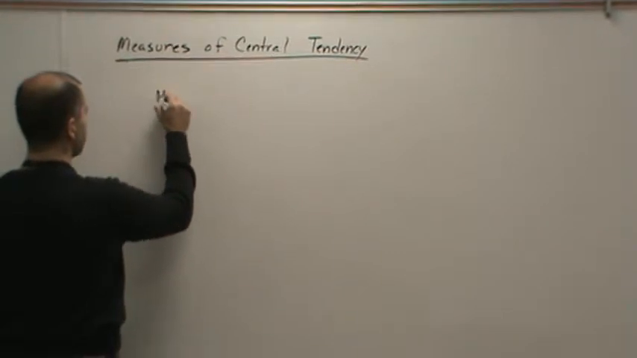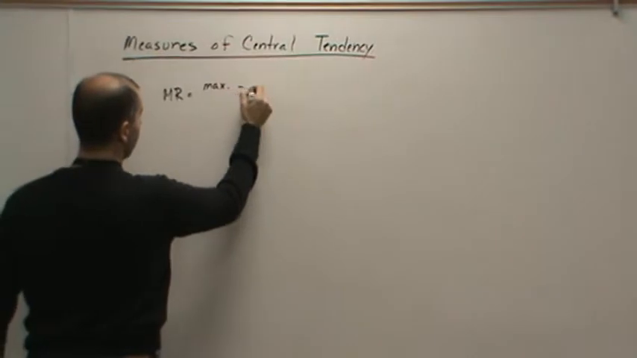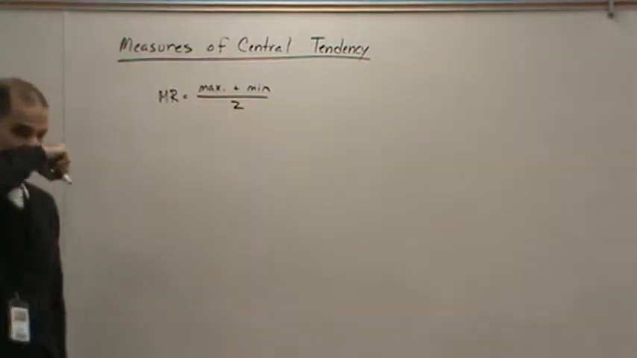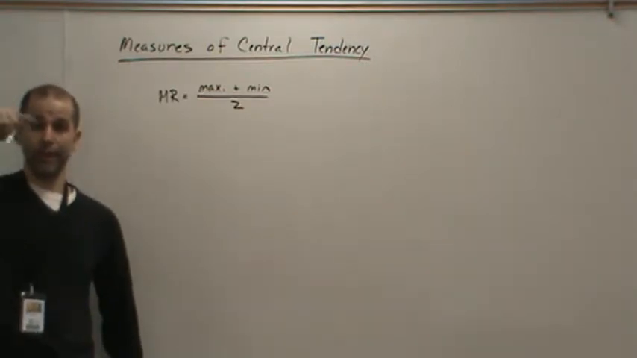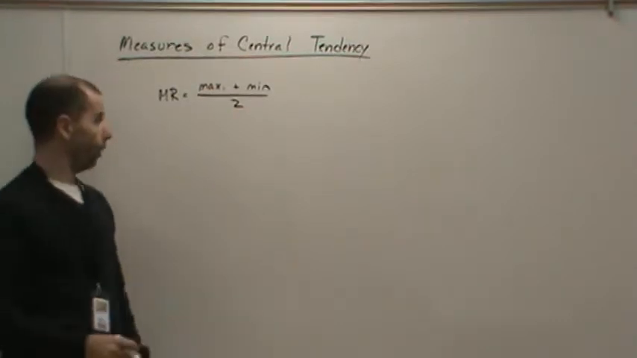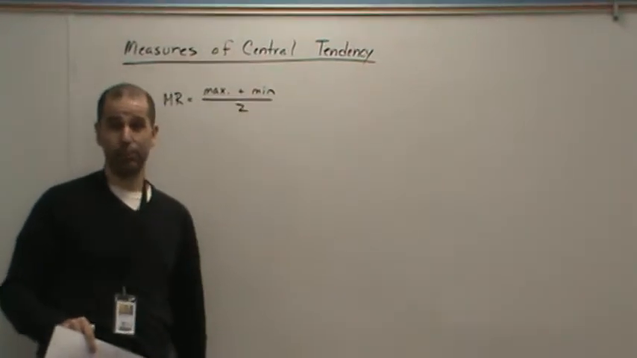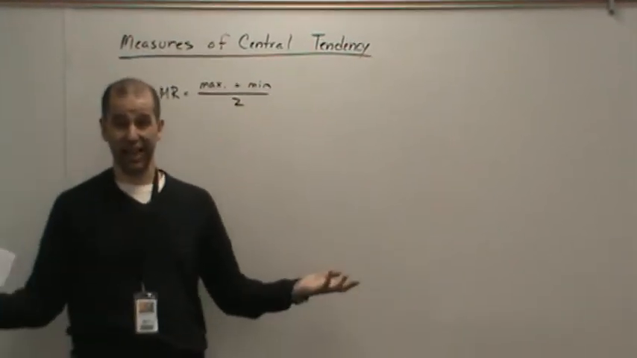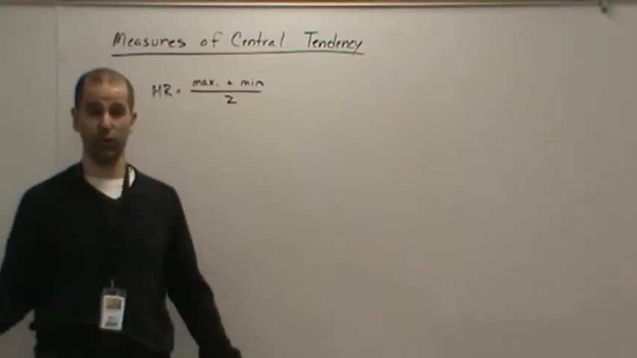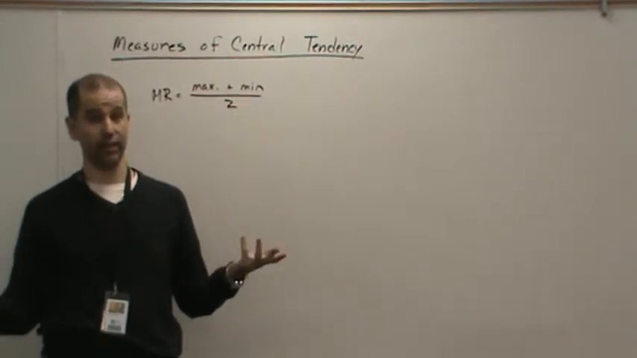So the midrange, which is denoted MR, is you just take the maximum value plus the minimum value and divide by 2. So you're basically finding the midpoint between the maximum and minimum value to find where the center is. The one thing is it only relies on 2 of the data points. So if I have a sample size of 100 values, I'm only using 2 of those values to find the center. So it doesn't use all the data.